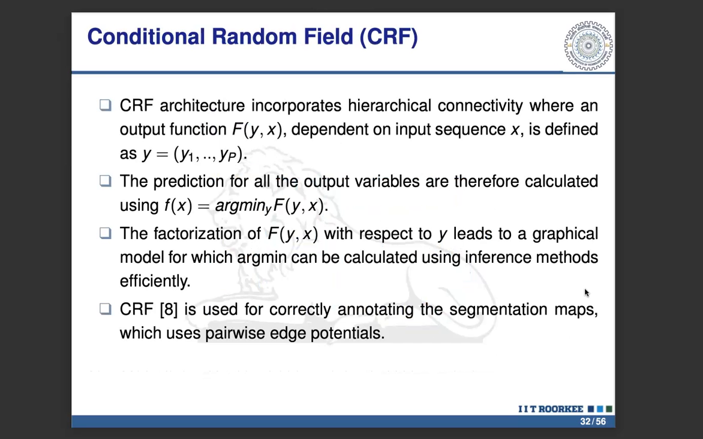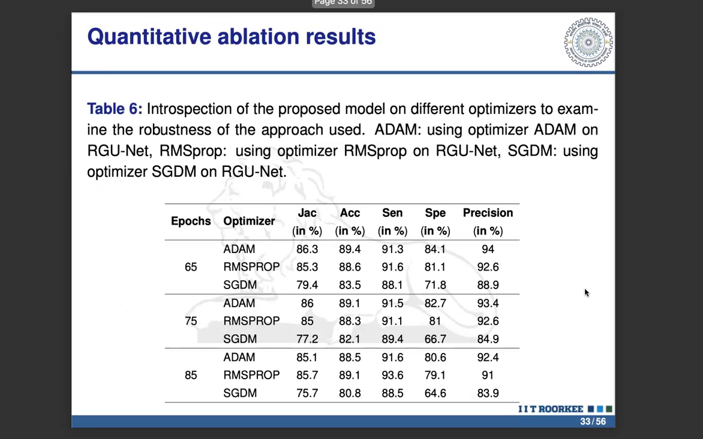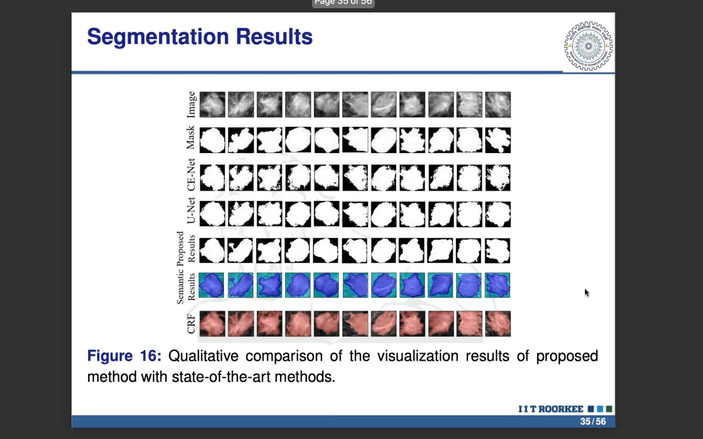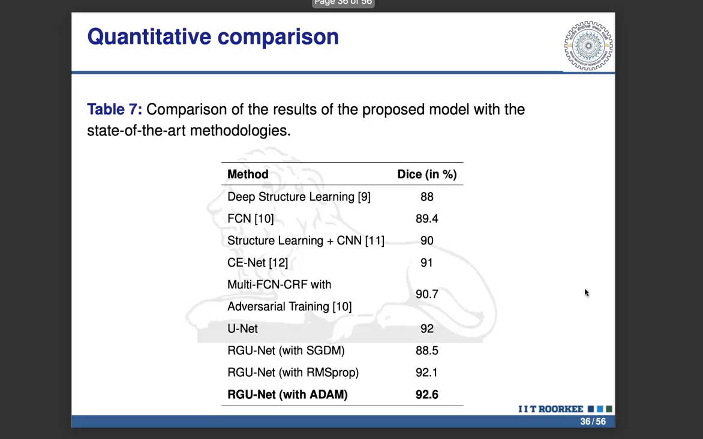After the binary segmentation we have used CRF, which is used for correctly annotating the segmentation maps by using pairwise edge potentials. These are the quantitative ablation results on the proposed model using different optimizers. These are the accuracy versus loss per iteration comparison of the proposed method on different optimizers. These are the corresponding segmentation results and the quantitative comparison results of the proposed method in comparison to the state-of-the-art segmentation methodologies.